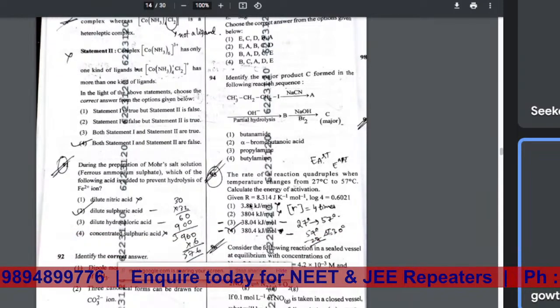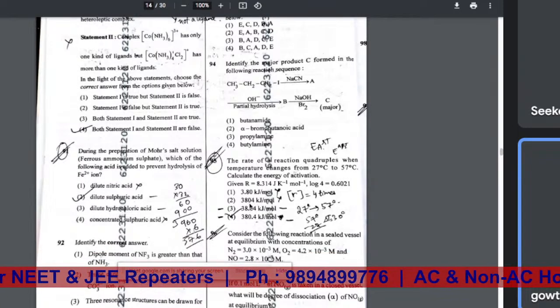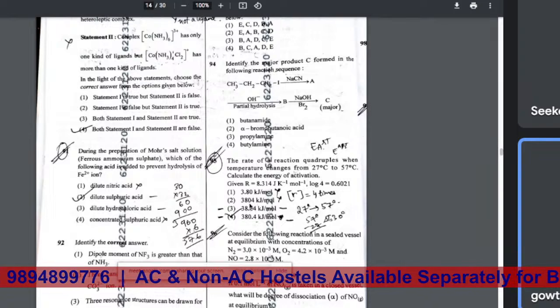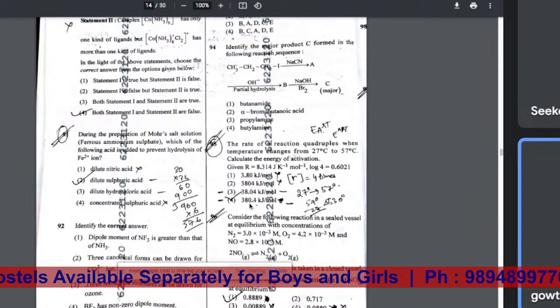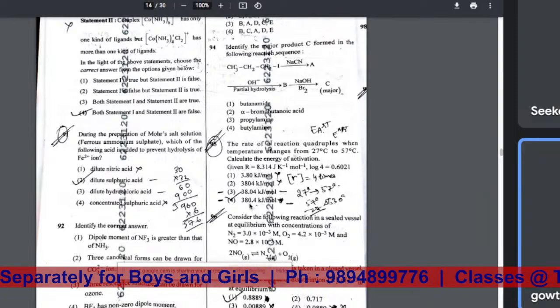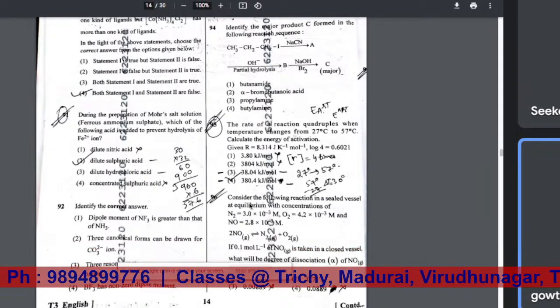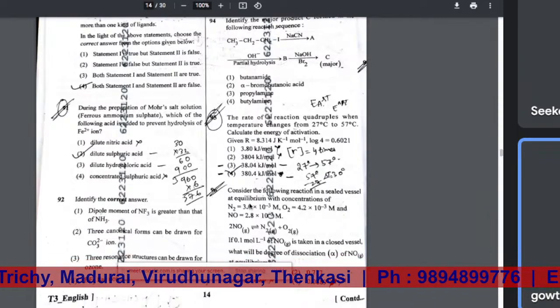Okay. Now, question number 95. The rate of reaction quadruples when the temperature changes from 27 degrees to 57 degrees. Calculate the energy of activation. Given R is 8.314, log 4 is 0.6. The correct answer is the third option, 38.04 kilojoules per mole.